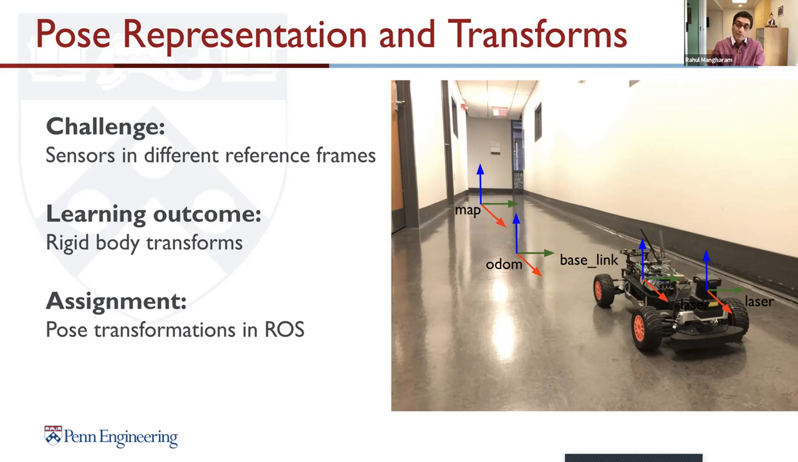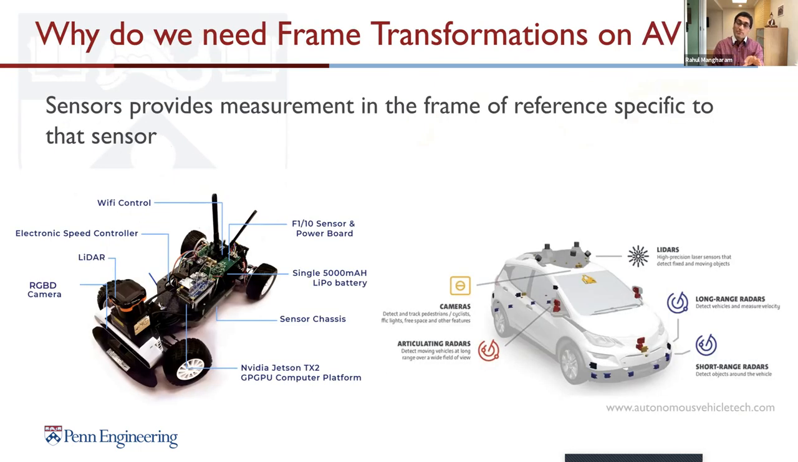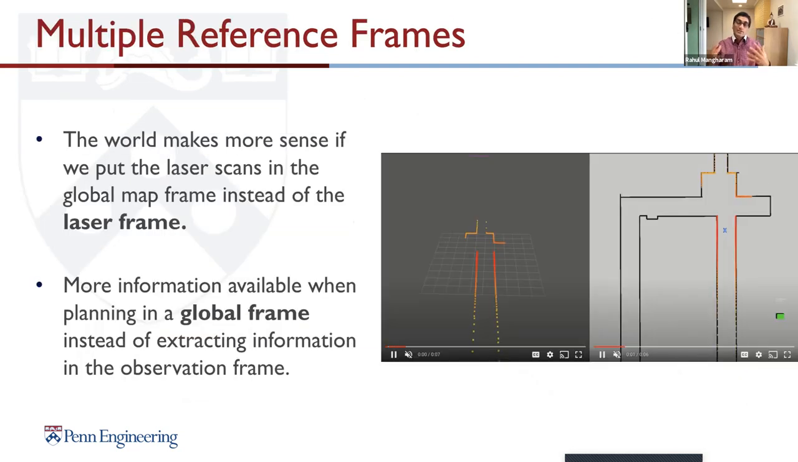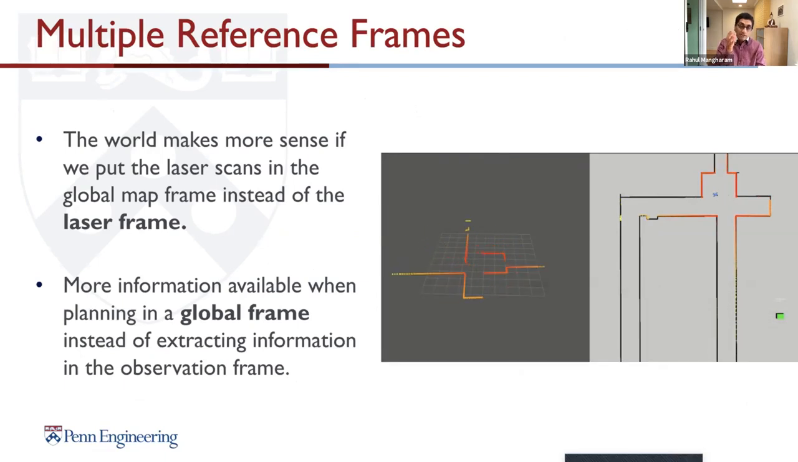So we talk about how you do rigid body transforms, and the assignment is how to do the pose transformations within ROS for all the sensors that are there. This is very important because when you work on a real autonomous vehicle, you have a bunch of LiDARs, cameras, ultrasound, and radars, and you need to combine all of their perspectives into one global perspective because they are all placed in different positions. And if the car changes, the positions of these sensors change, and now you need to calculate that, right?